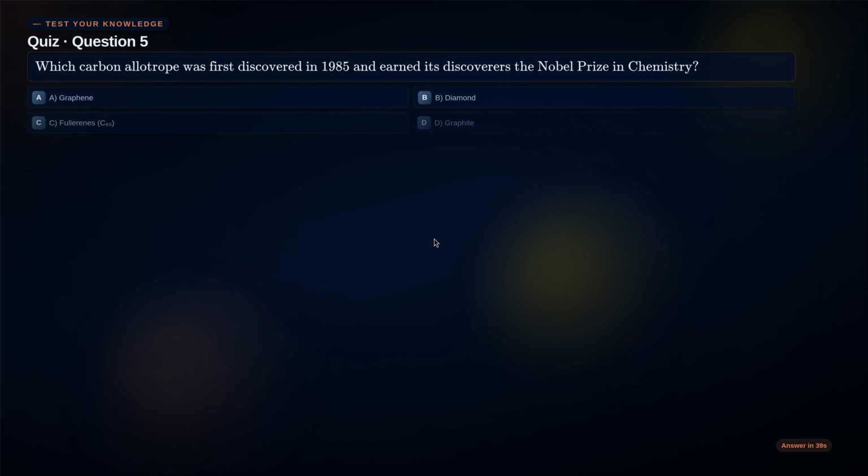Quiz question 5. Which carbon allotrope was first discovered in 1985 and earned its discoverers the Nobel Prize in Chemistry? Option A, graphene. Option B, diamond. Option C, Fullerenes C60. Option D, graphite. Think about the timeline of carbon allotrope discoveries.